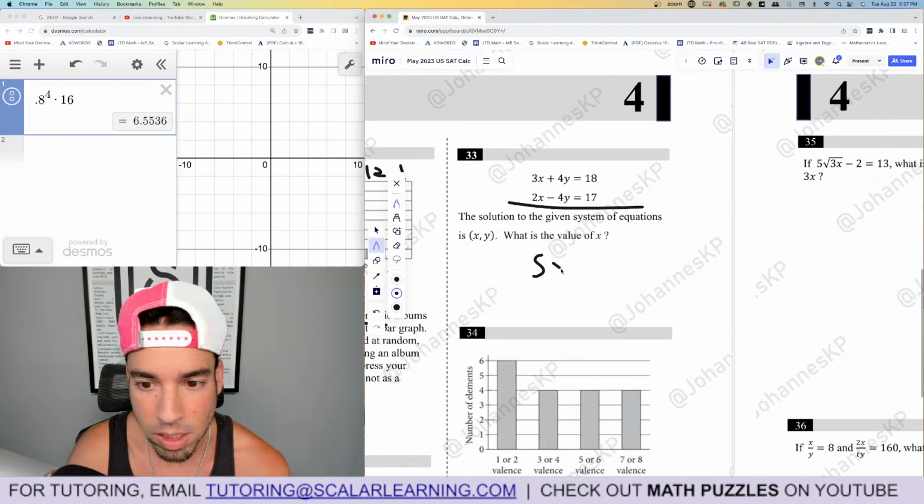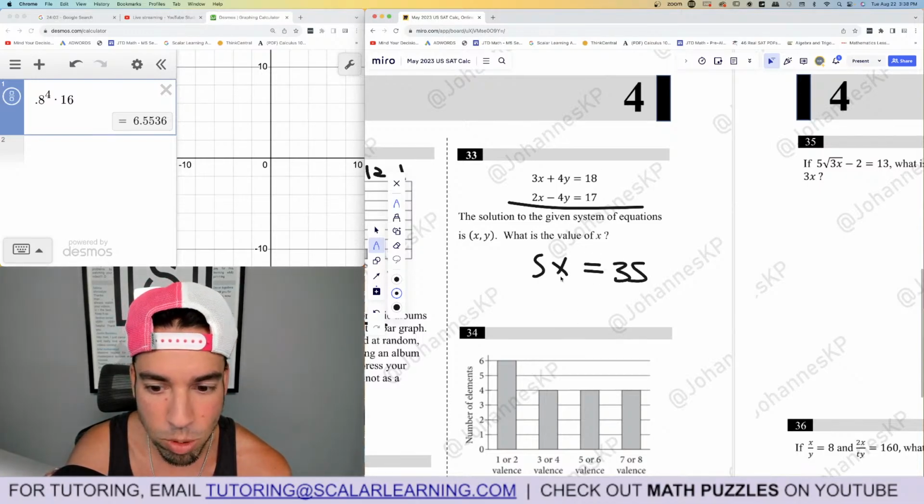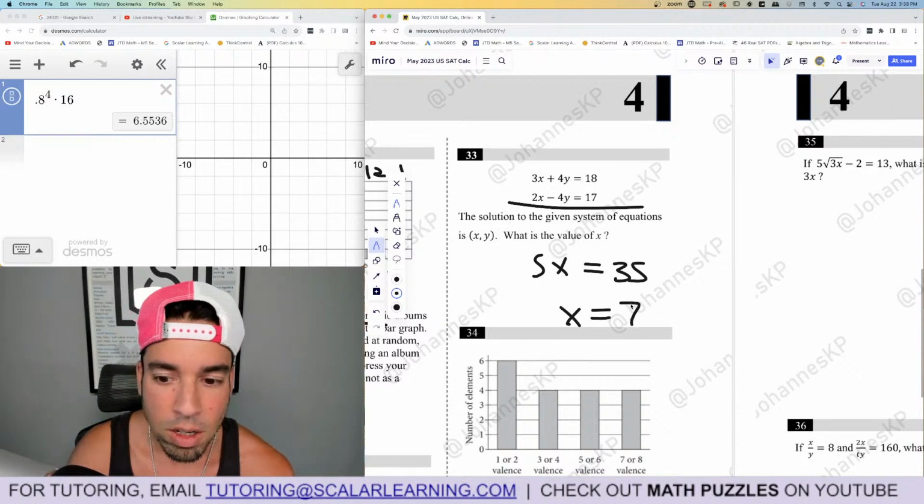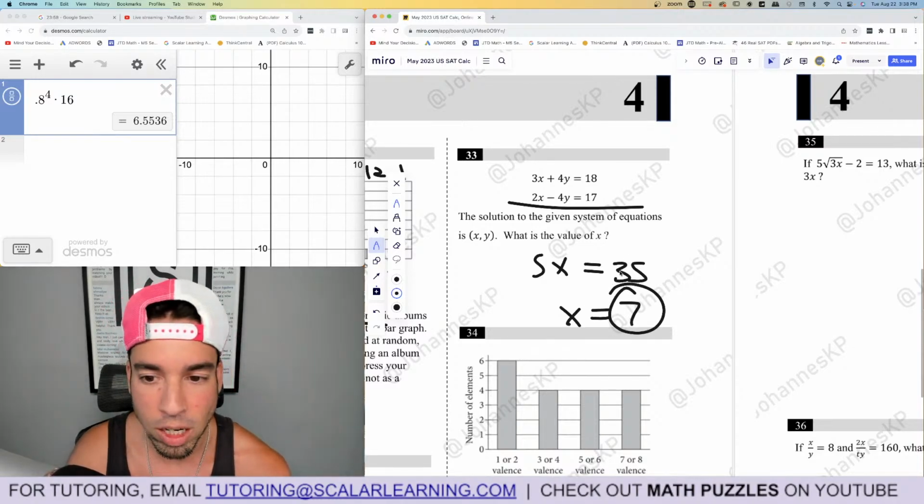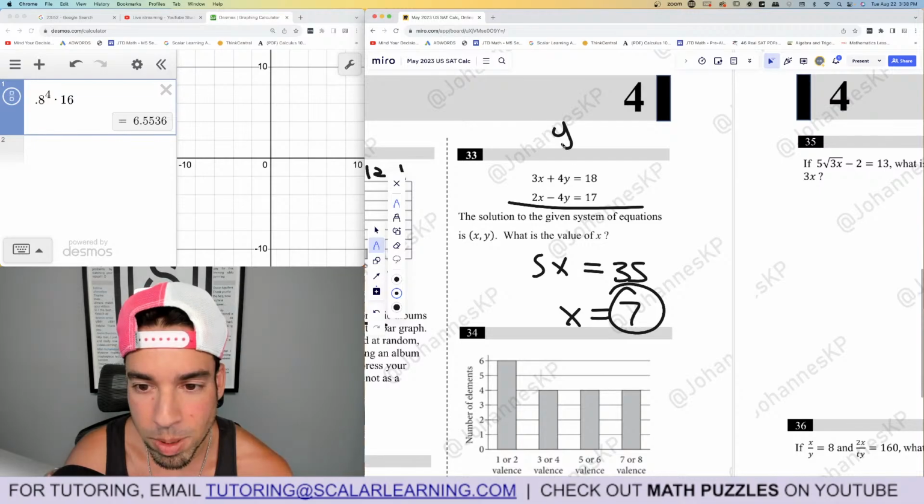3x plus 2x is 5x. 4y plus negative 4y is 0. Equals 18 plus 17, which is 35. Divide both sides by 5: x equals 7. 7 is the winner. Boom, done. But we're going to double check, because if x is 7, that's 14, and y would be negative 3/4.